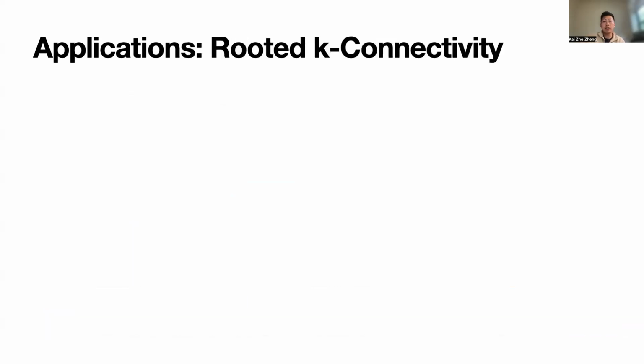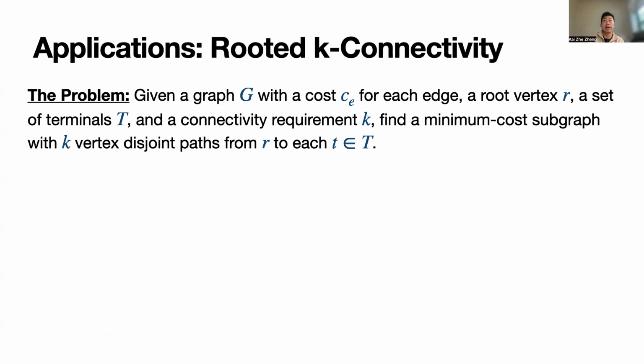The final application will be to rooted k-connectivity. So in this problem, there's a graph G, and each edge is given a cost. And then there's a root vertex, a set of terminals, and some connectivity requirement k. The problem is to find a minimum cost subgraph with k vertex-disjoint paths from the root to each terminal.